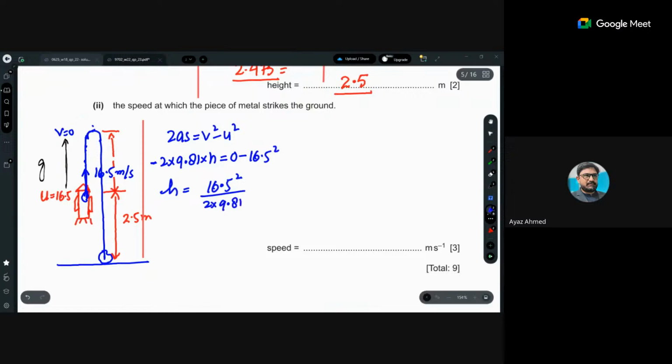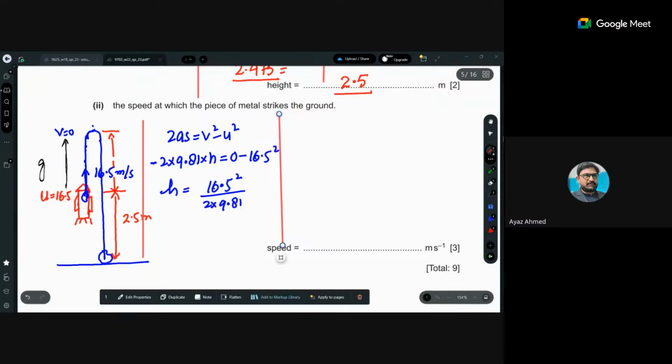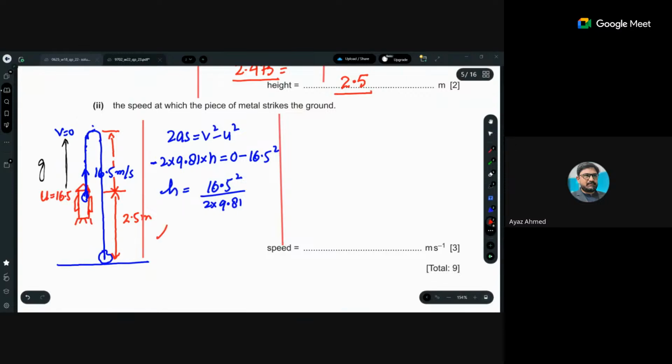तो ये वो हाइट है जो इस मेटल पीस ने ट्रेवल की अबव द ग्राउंड आफ्टर बीइंग रिलीज. सो व्हाट विल बी द हाइट? यस बताइए. 13.9. कितना? 13.9. 13.9 मीटर्स आपकी ये हाइट हो गई. सो 13.9 इज दैट हाइट और 2.5 आपकी ये हाइट है.